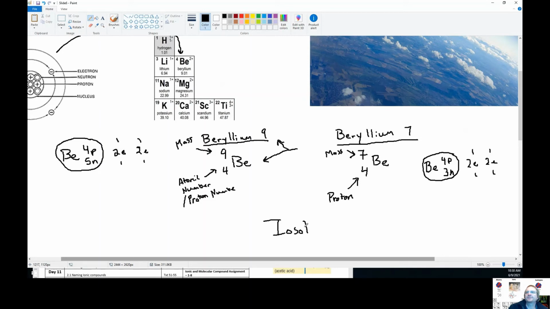Isotopes, they are atoms. Oh, this is handy. So they are atoms with a different number of neutrons. Write that down. You want to know that.